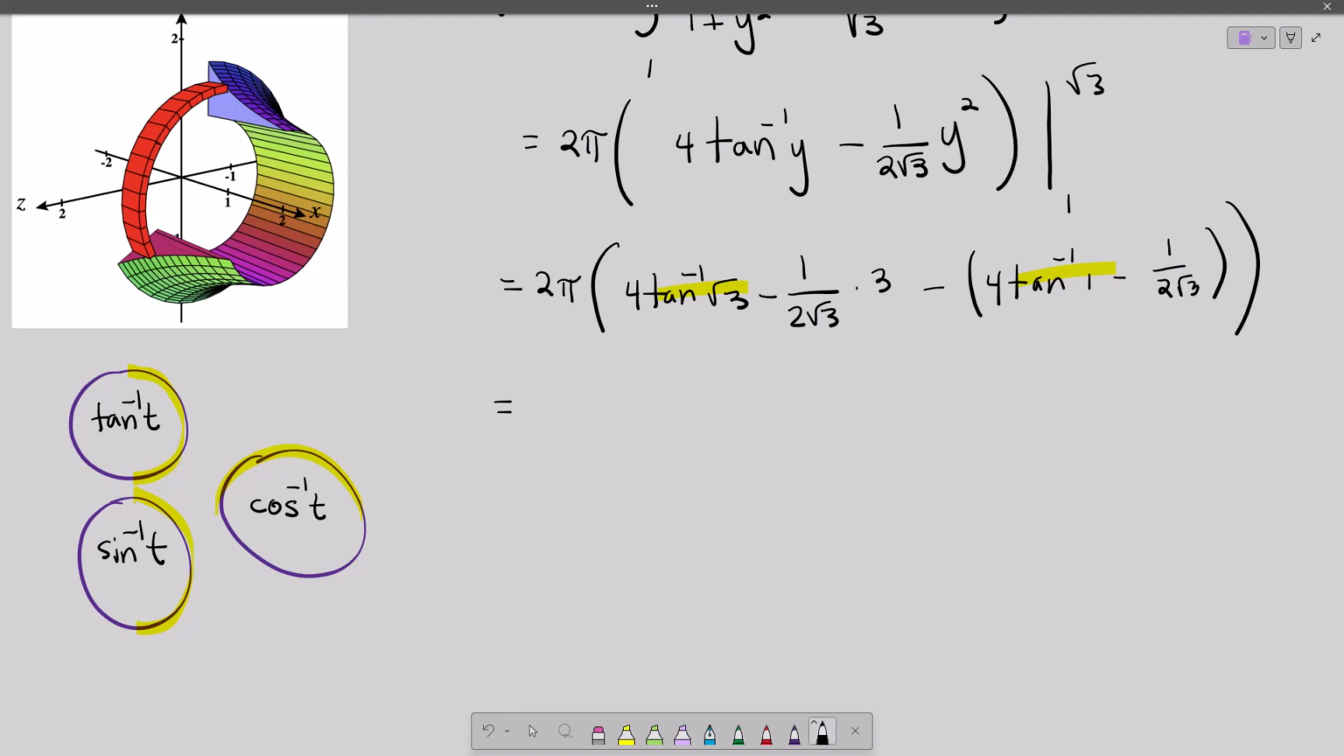So what angle has a tangent value of root 3? 60 degrees.